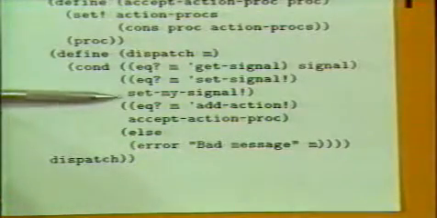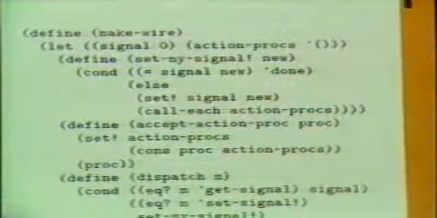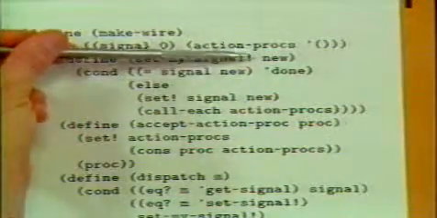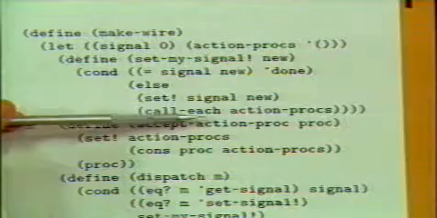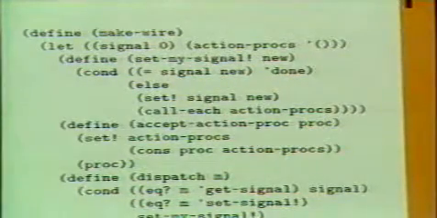It's set my signal, a procedure that's defined inside the wire, which if we look over here, is the thing that says set my internal value called the signal, my internal variable, to the new value, which is passed to me as an argument, and then call each of the action procedures, waking them up. Very simple.